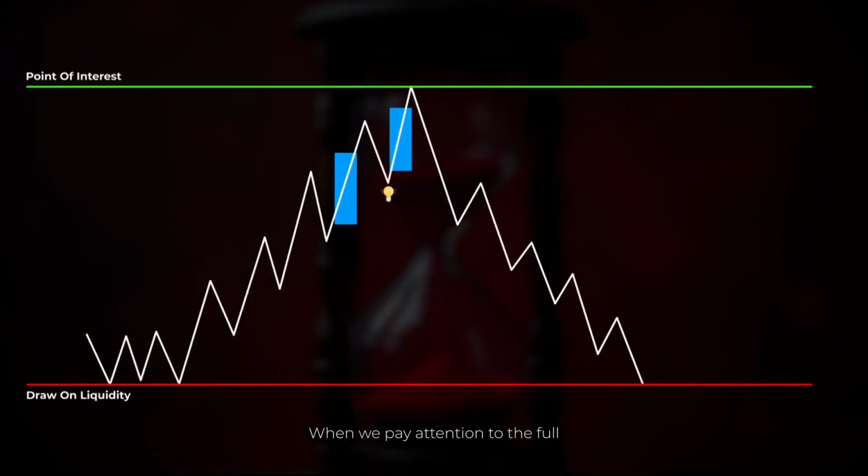When we pay attention to the full example within our market maker sell model, what I would like to start investigating is the following. Here you can see that we have an original consolidation. During this original consolidation, sell side liquidity is being engineered right here. This is our draw on liquidity. Notice that the market expands towards the upside and we see the bias of the curve deliver.